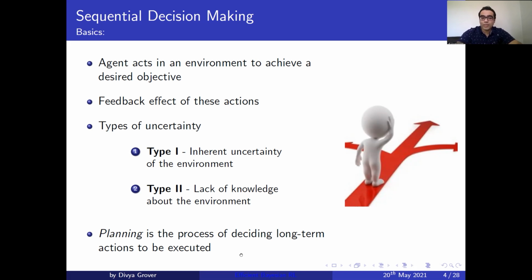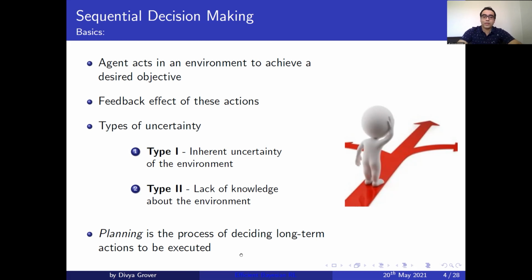And type 2 uncertainty is much harder, which is called lack of knowledge about the environment. This uncertainty is basically uncertainty about the stochasticity itself. So the agent is completely unaware of the environment. And I will incrementally show you how to deal with the two types of uncertainty, the second one also being called reinforcement learning. But first we'll start with type 1 uncertainty, that is inherent to the environment itself.